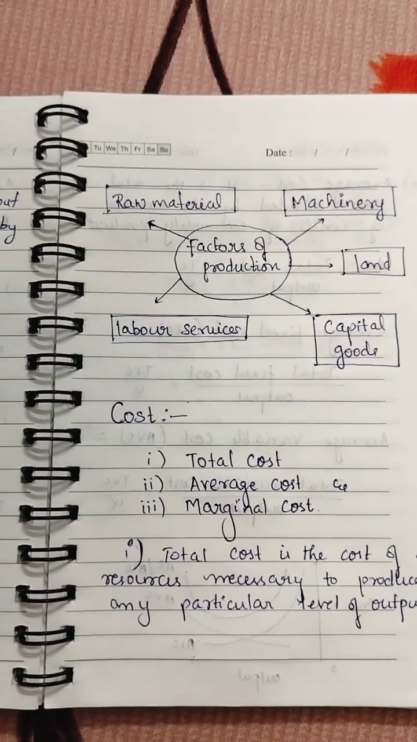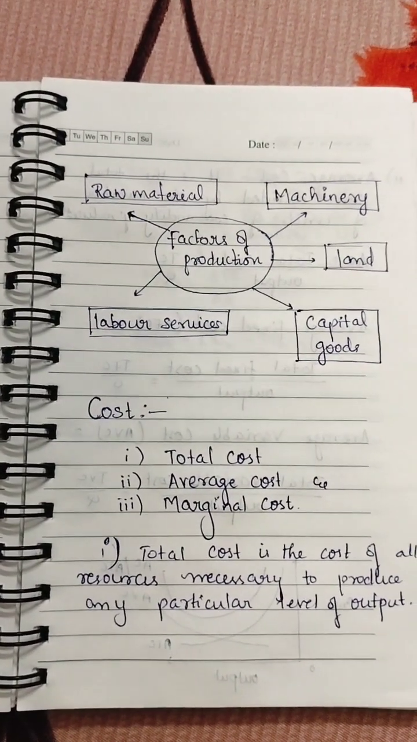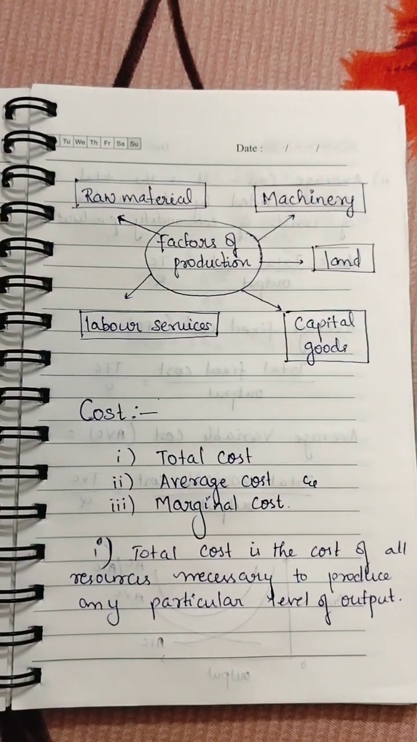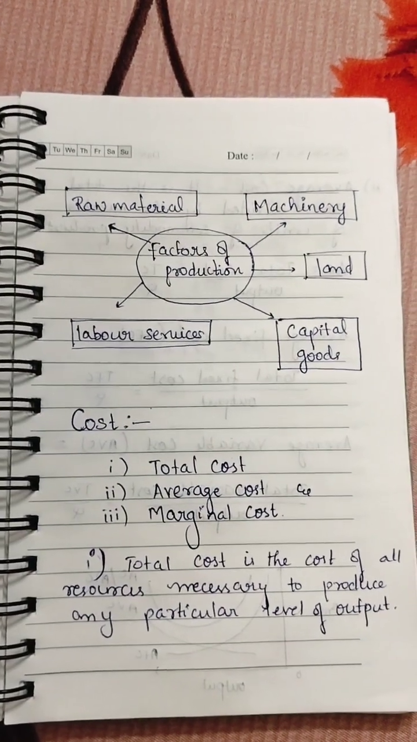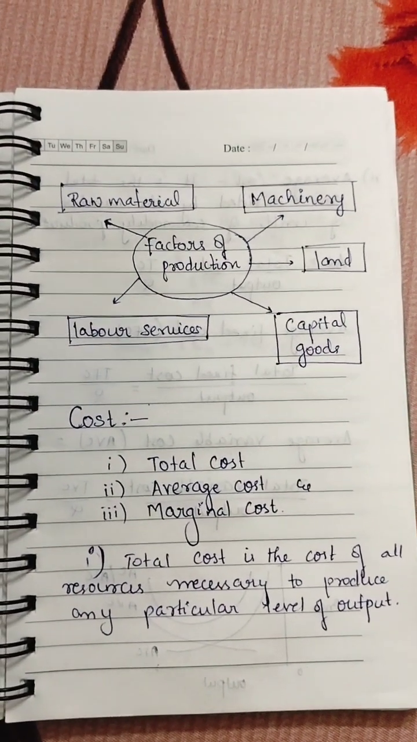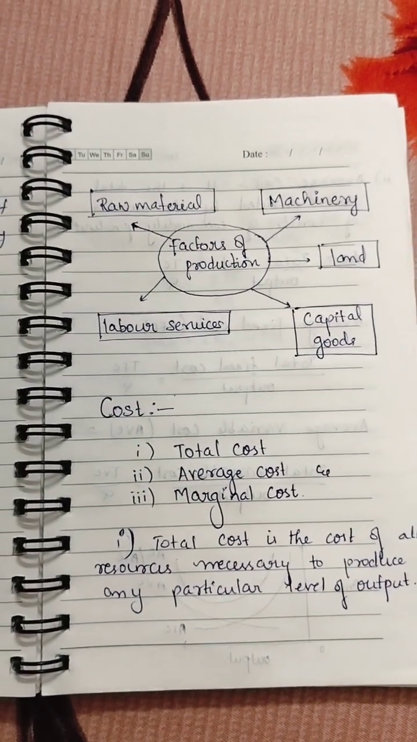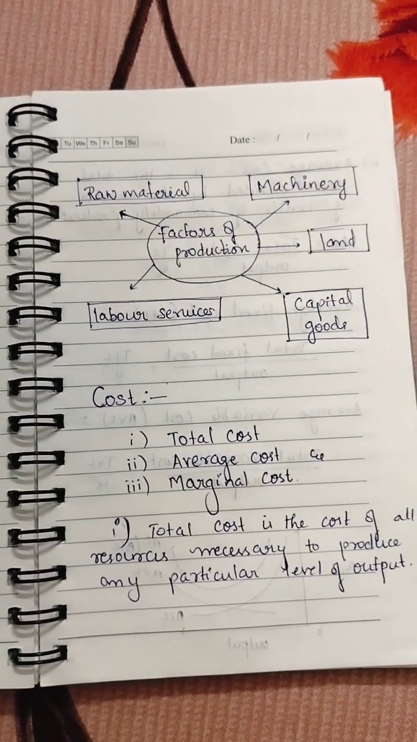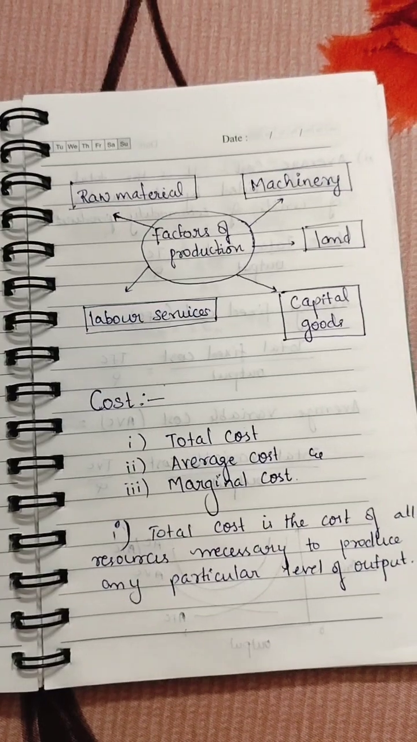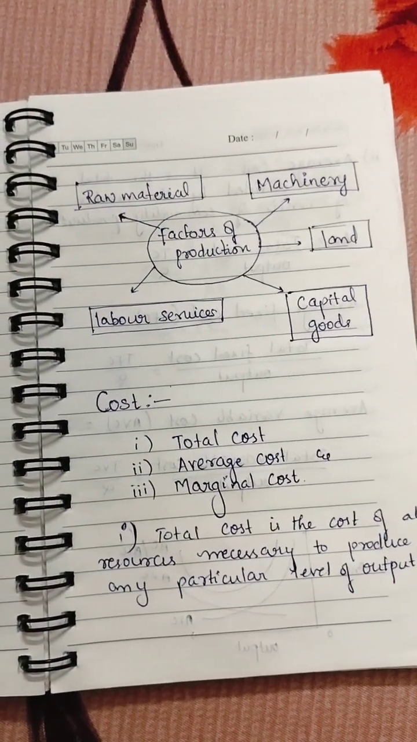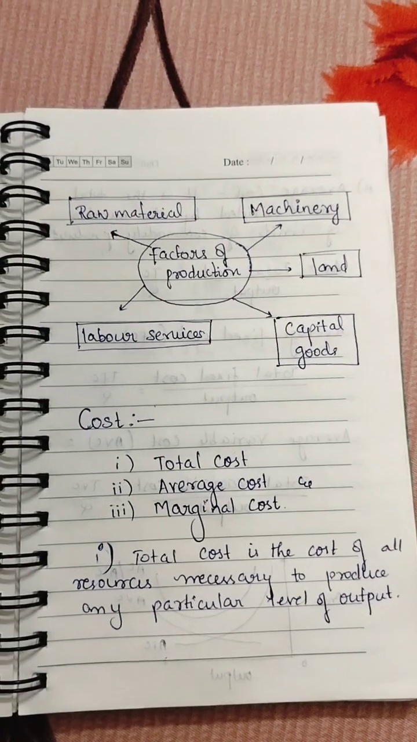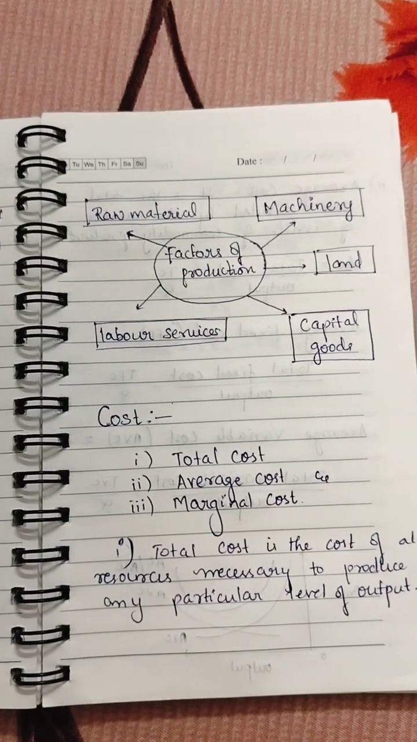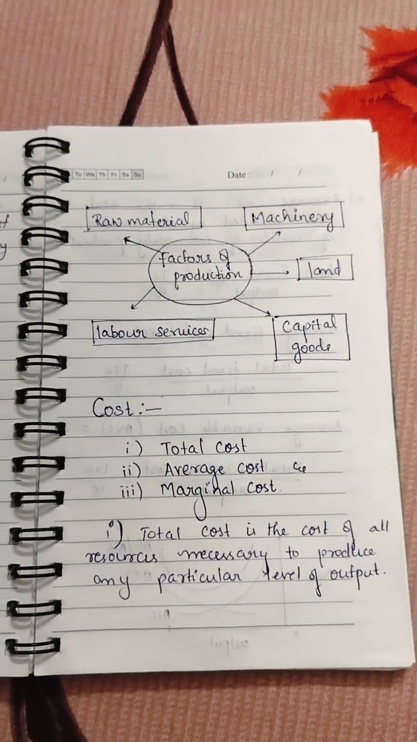Next one is cost. The cost is divided into 3: total cost, average cost and marginal cost. The total cost is the cost of all resources necessary to produce any particular level of output. So let us take an instance of producing a car. When a car is produced and comes to the market for sale, the price of the car is the total cost of producing that car.